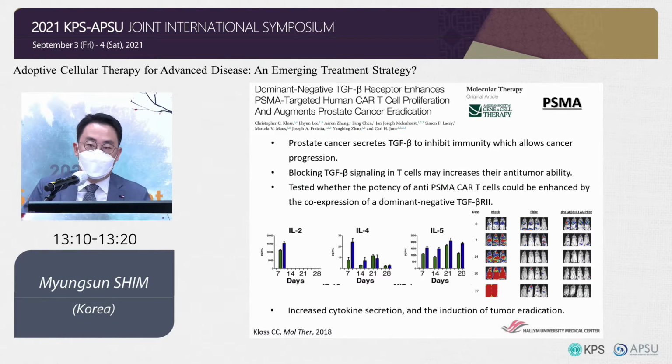There have been many efforts to prolong the persistence, and in this study, the authors tried to block TGF-beta to increase the anti-tumor ability of CAR T cells. As you can see in these pictures, increased cytokine secretion and the induction of tumor eradication were observed in aggressive prostate cancer mouse models by blocking TGF-beta.